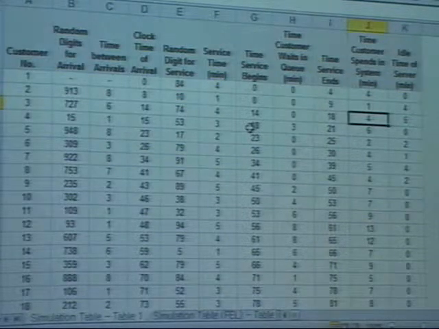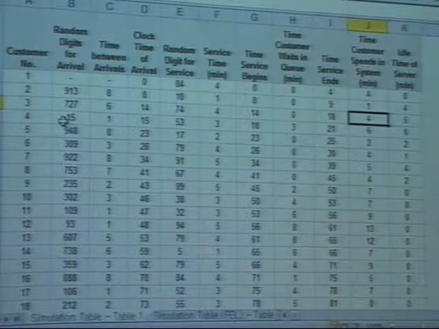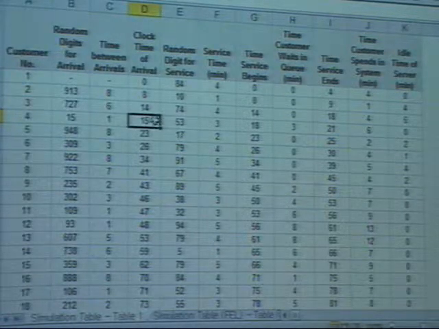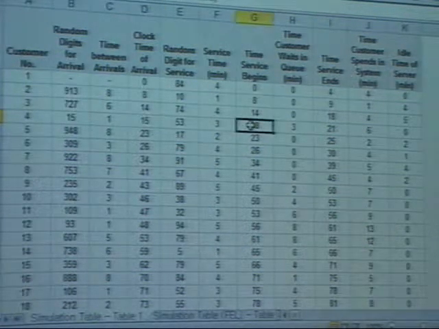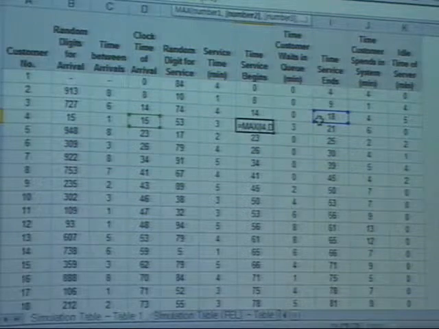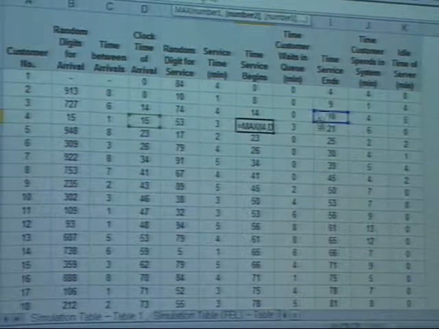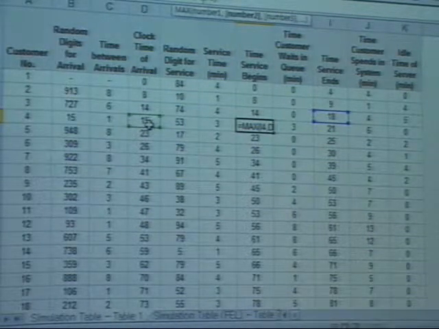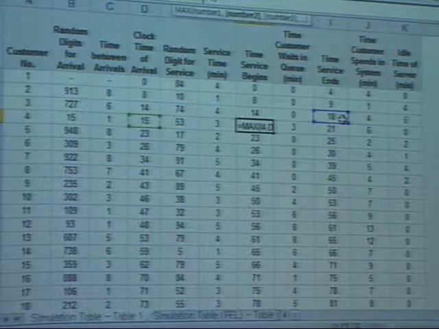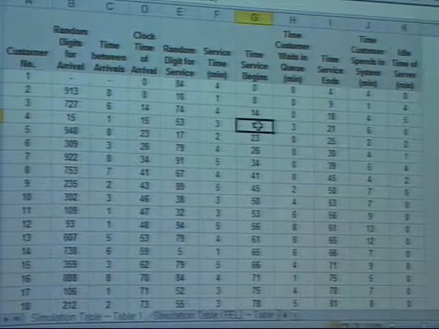Okay, here comes a little complex thing. Fourth customer arrives at time of 15. Okay? So service time is maximum of these two. When it arrived, the service had not ended. Okay? It arrives at 15, but service time ends at 18, right? So service can only start at 18.